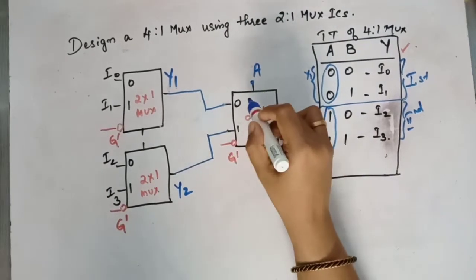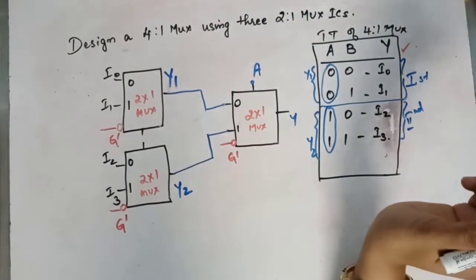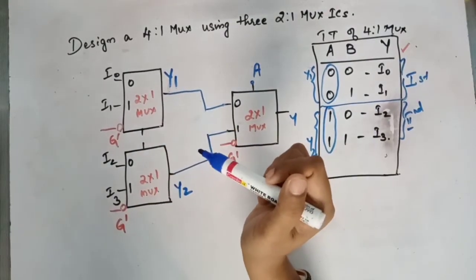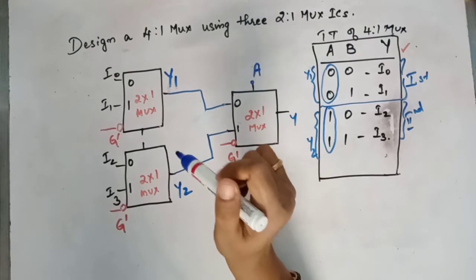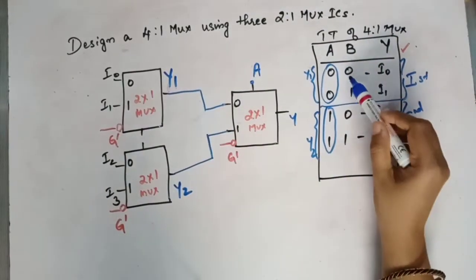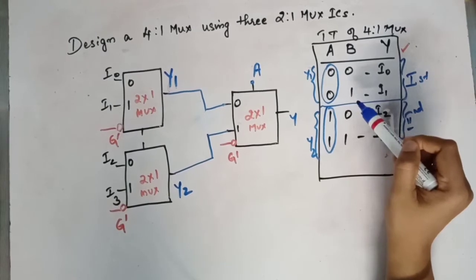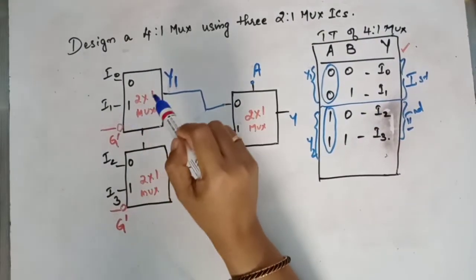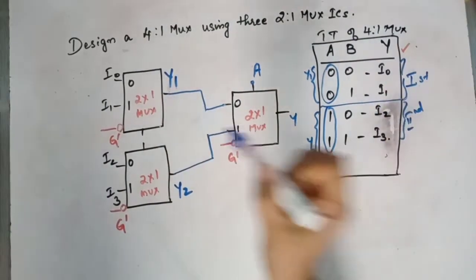Okay, so we have selected Y1 or Y2. Now what should come in Y1 or Y2? How will we decide as to what should come in Y1 or Y2? That will be decided by B. Which input line of each of the mux should be selected is decided by B.